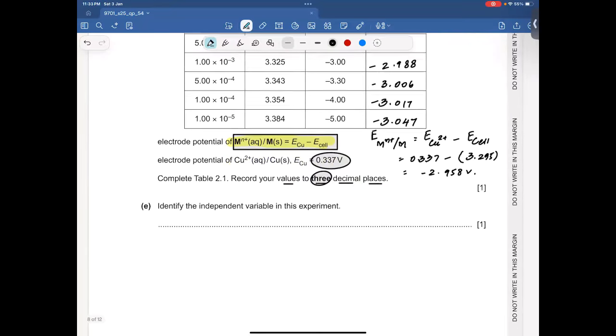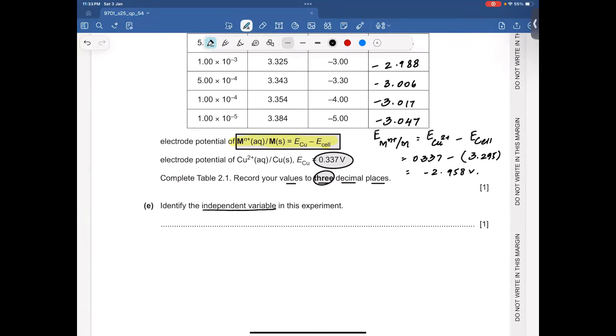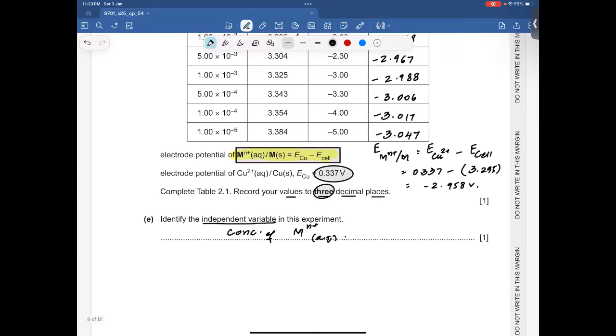Okay, independent variable. Oh, that's easy. Concentration of metal ion. Okay, aqueous metal ion. Okay, I hope it makes sense to you. I hope you get the logic.